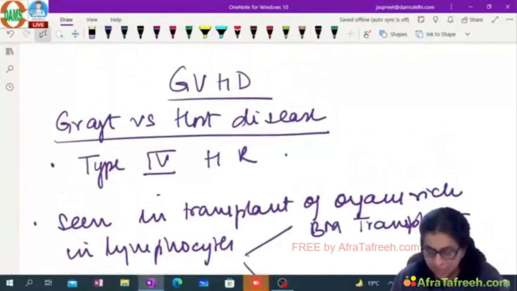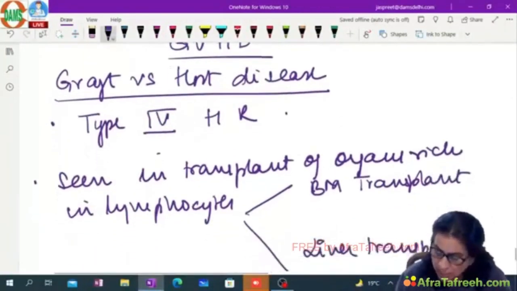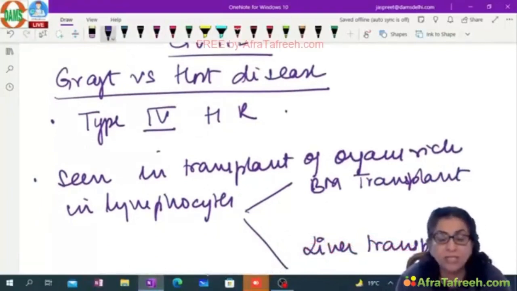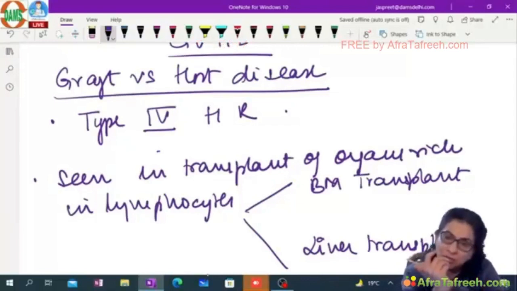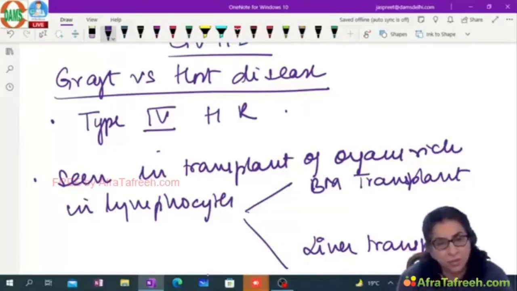Okay, now graft versus host disease. It's a type 4 hypersensitivity reaction, and this is a complication seen when you transplant organs that are rich in lymphocytes. Which are the organs rich in lymphocytes? Number 1, bone marrow is rich in lymphocytes. So if you are giving a bone marrow transplant to somebody, this complication can occur. Second, liver transplants are rich.